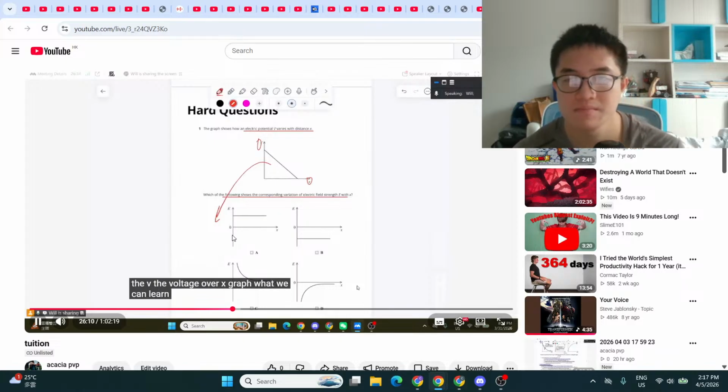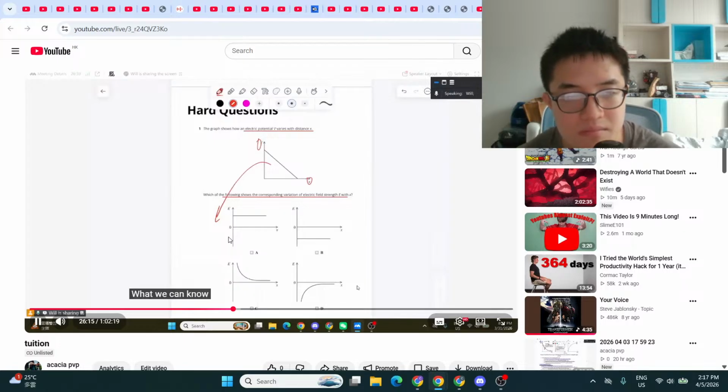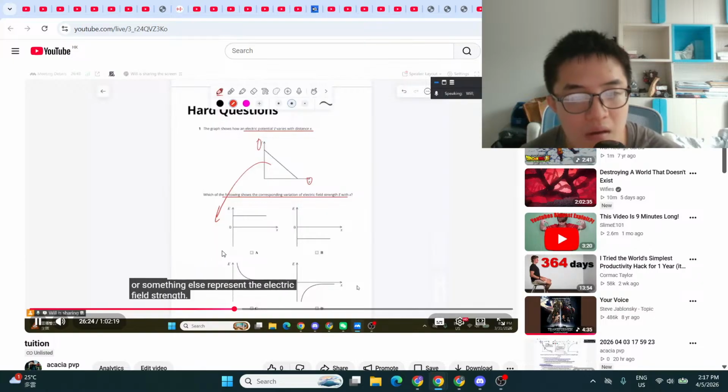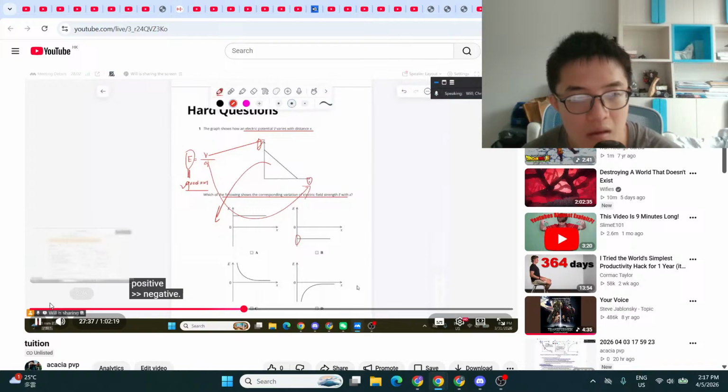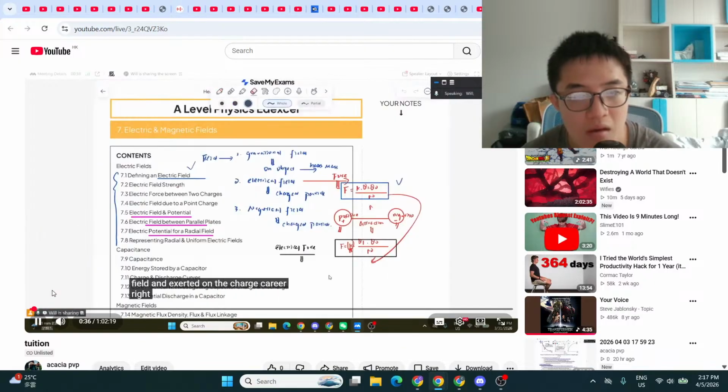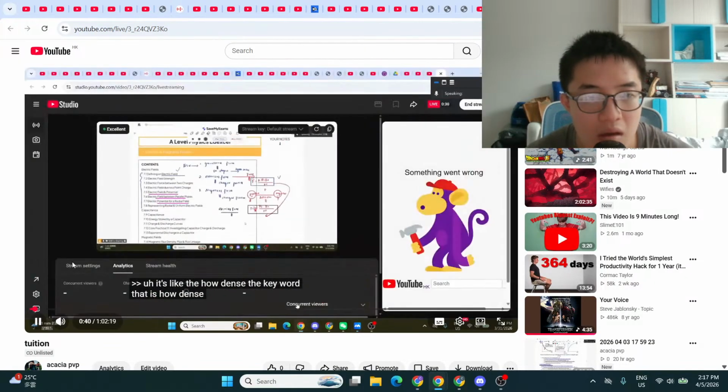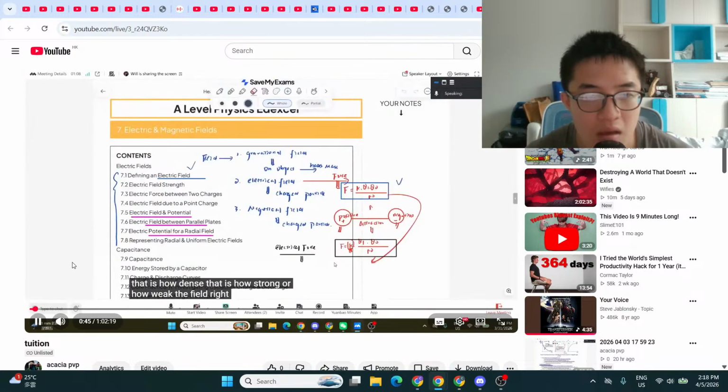What can we learn from it? What can we know? The gradient, the area, or something else? Represent the electric field strength. Choose which one. The E is the slope from the graph, right? Because the gradient is negative or positive? Negative. Okay, negative, so choose that. It's like how dense, the keyword is how dense, that is how strong or how weak the field is. So that is the main idea of the electric field strength. Okay, and how about 7.3 electric force?